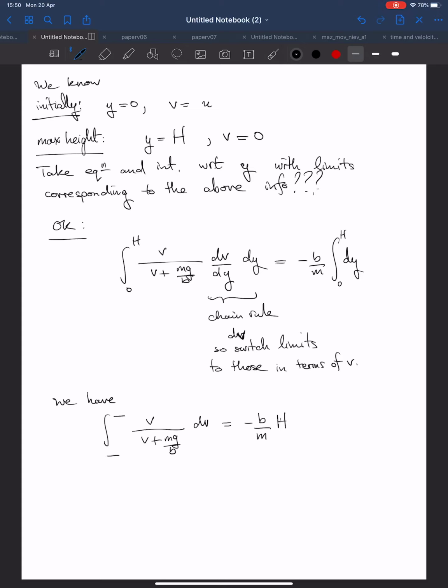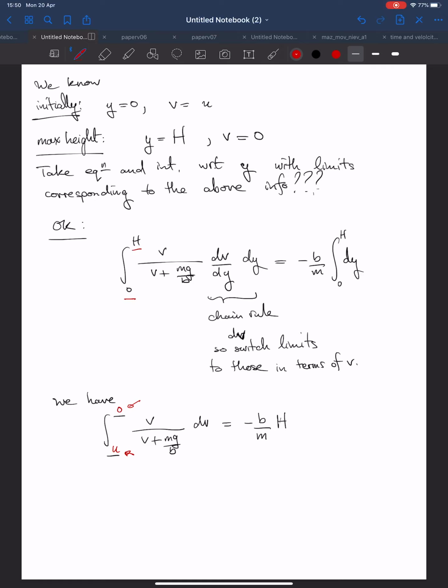Well, I know that when I have the limit 0 height, my initial speed was u. Very good. And I know that when I'm at max height, my speed or velocity is instantaneously 0. So 0 and u are my upper and lower limits, respectively. Okay, so great. What about this integral?